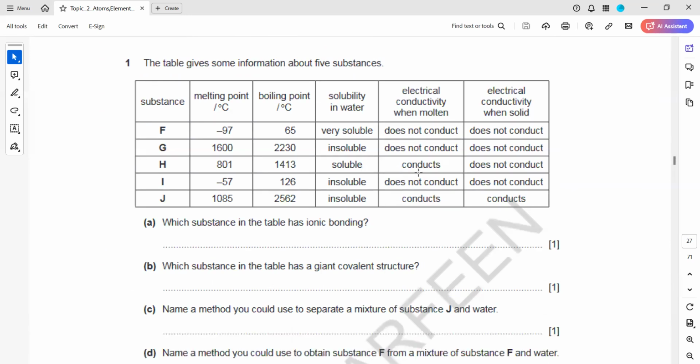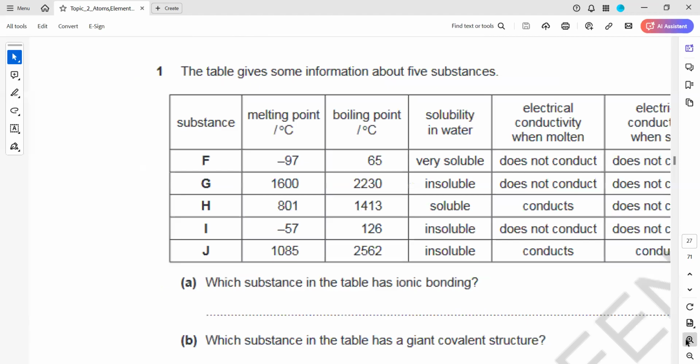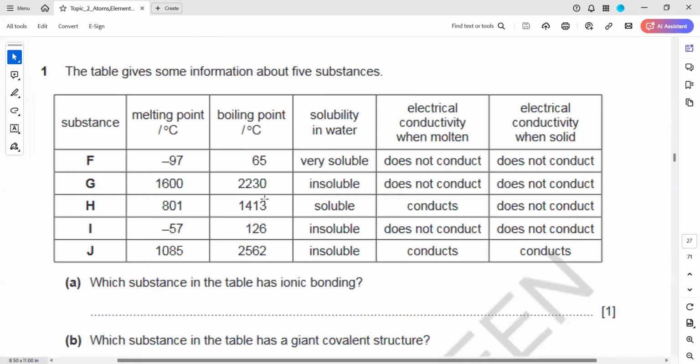Here, boys, question now. This is classified paper 4, topic 2. The table gives some information about the 5 substances, as you can see. Try to identify each substance as ionic, simple covalent compound, giant covalent, or metallic. First, which substance in the table has ionic bonding?